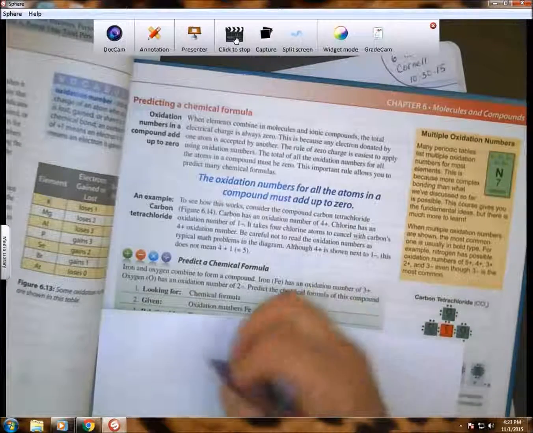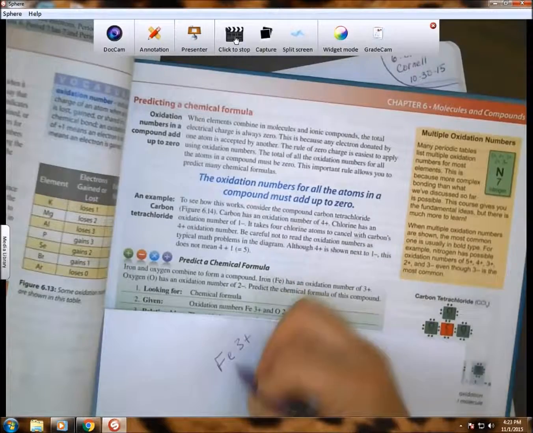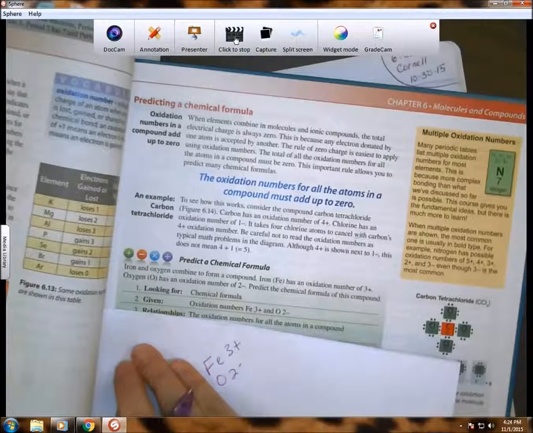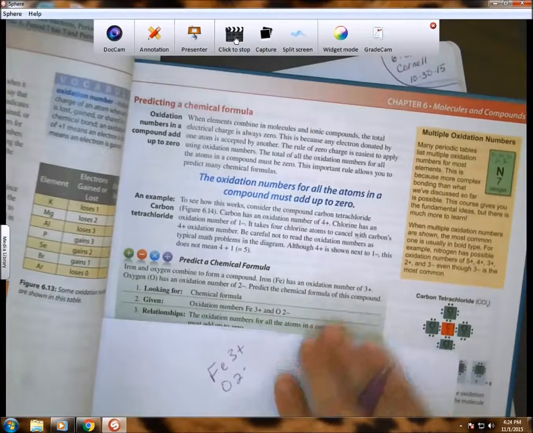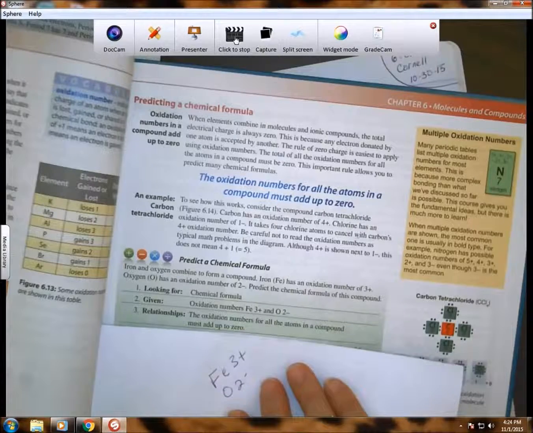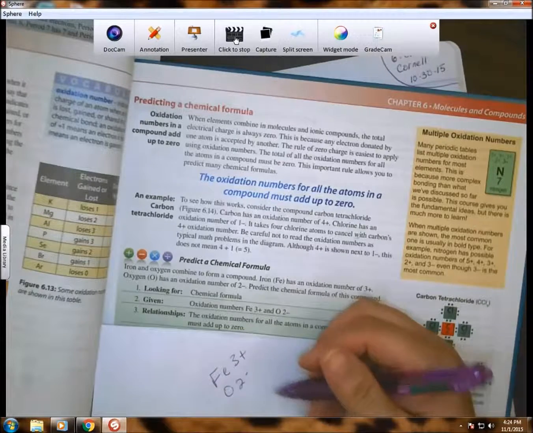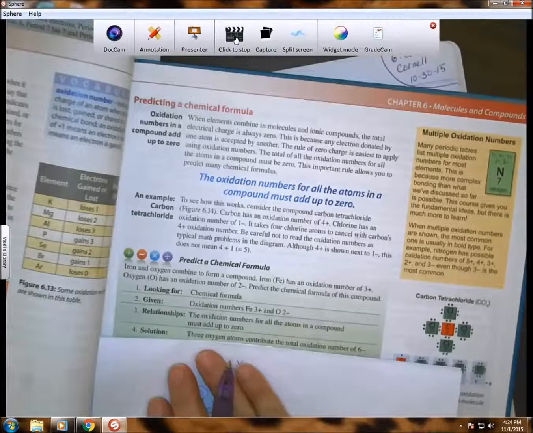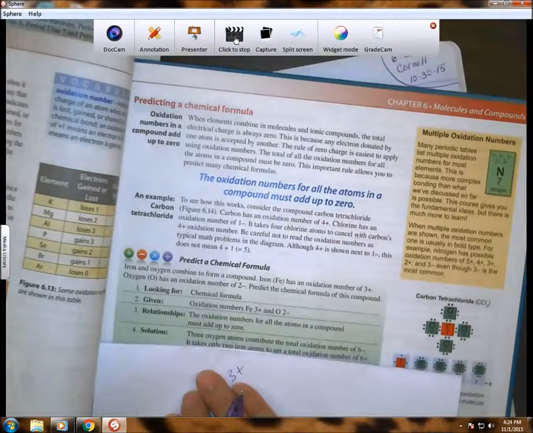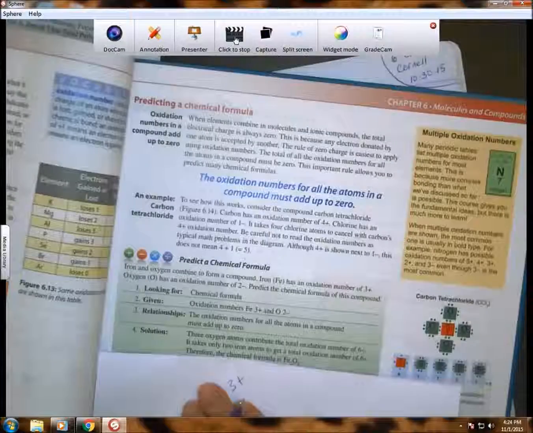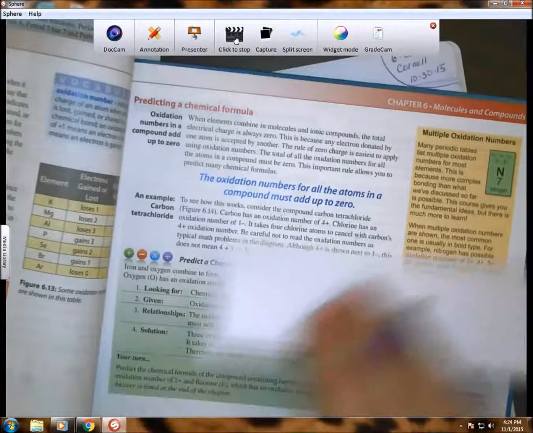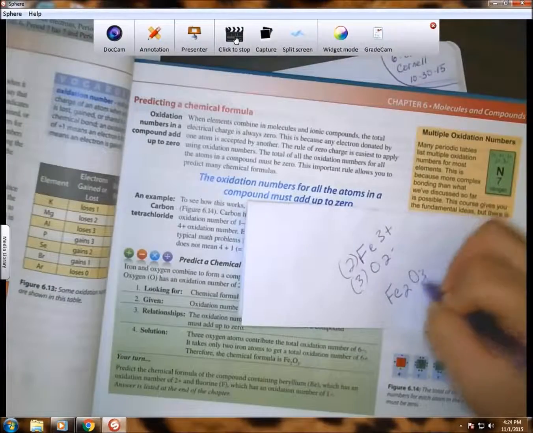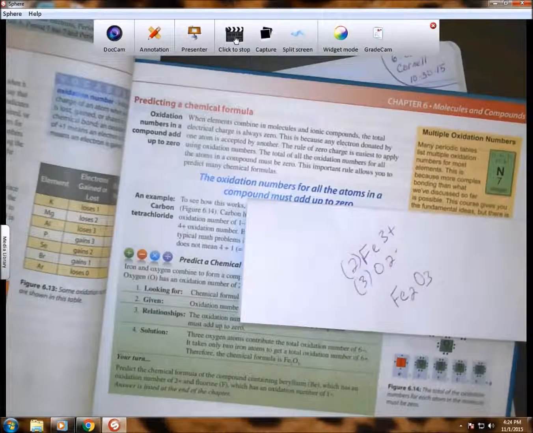Oxidation number: Fe 3 plus, O 2 minus. I'm thinking we're going to need to come up with something like 2 times 3, so let's see what it says. The oxidation numbers for all atoms in the compound must add up to 0. Okay, so I think we're going to need 3 oxygen and 2 irons, but let's see what they say. 3 oxygen atoms contribute to the total oxidation of 6 minus. It takes only 2 iron atoms to get a total oxidation of 6 plus. Therefore, the chemical formula is Fe2O3. Dang, we're smart. Just what we said. And that's using common sense and math.